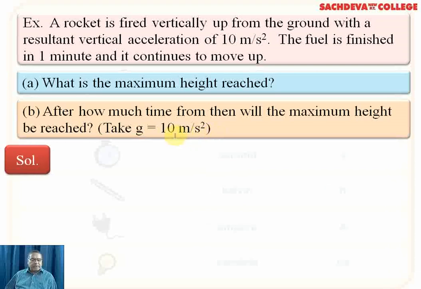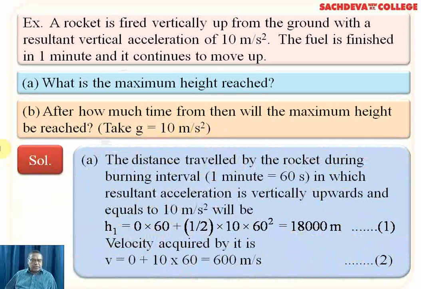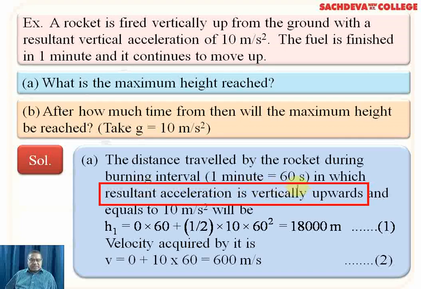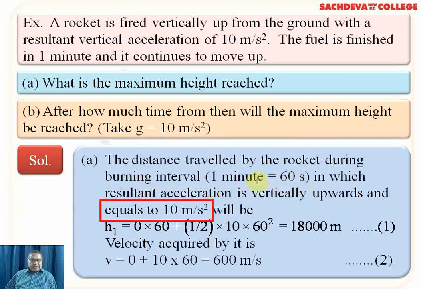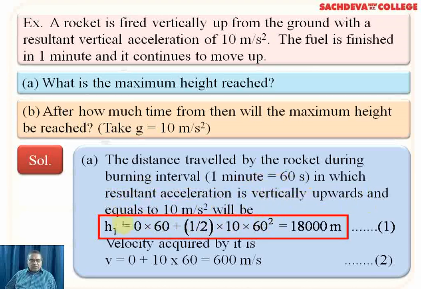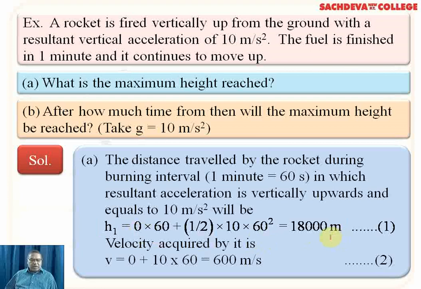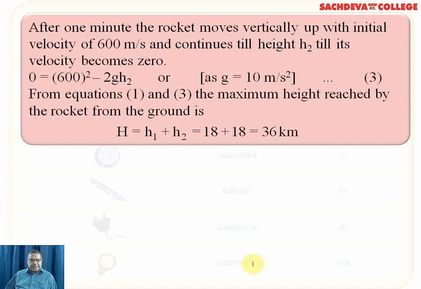Now, in order to solve this question, consider the distance traveled by the rocket during the burning interval, that is 1 minute, in which the resultant acceleration is vertically upward and equals 10 meters per second square. So height is calculated by the equation ut plus half gt square, and it is found to be 18,000 meters by computing the values. The velocity acquired by it is estimated by the function u plus gt. So we have computed the value, and the value comes to be 600 meters per second.